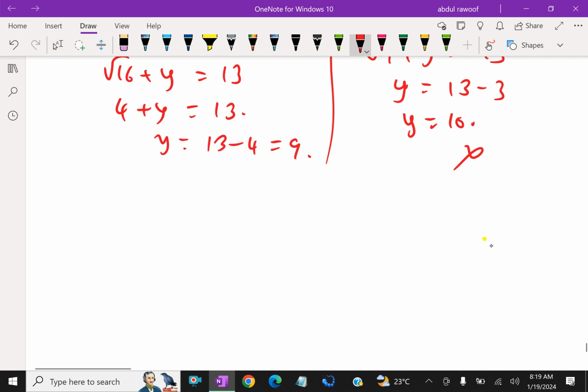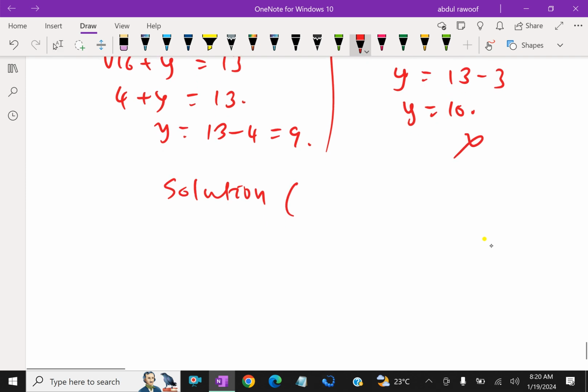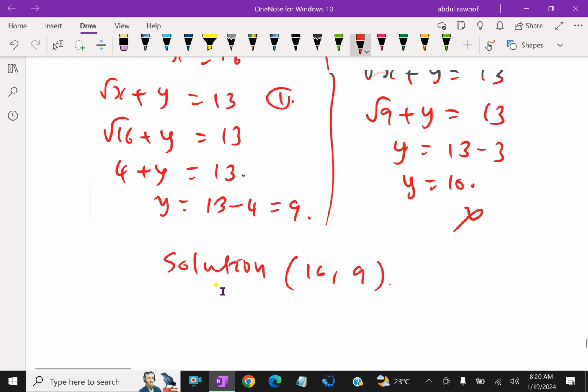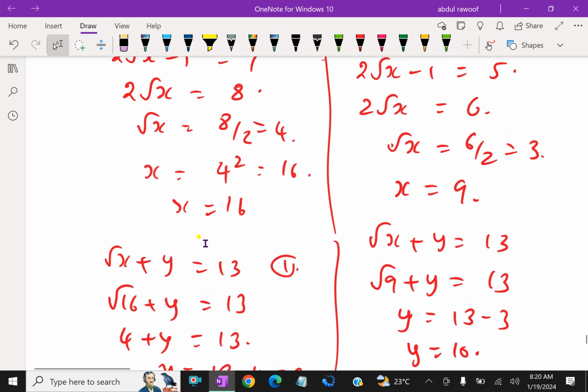Therefore our solution is x equals 16 and y equals 9. This is our solution. This very interesting problem was solved by the famous mathematician Ramanujan.